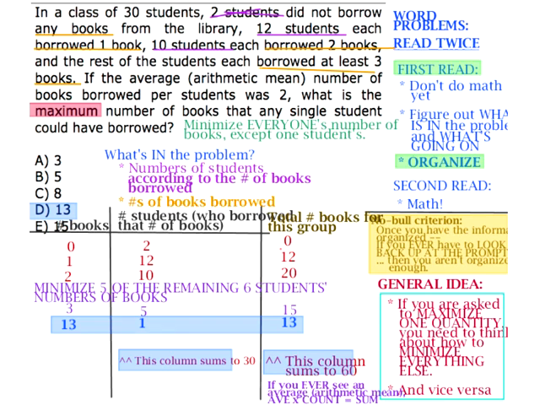Any questions about this, feel free to put them in the chat box. If not, move on to another problem.